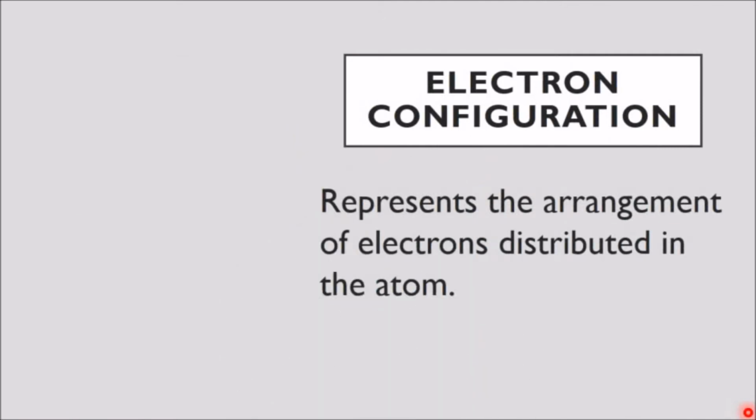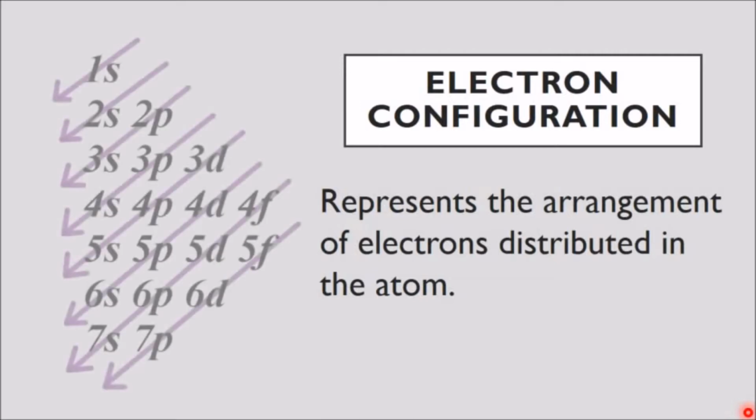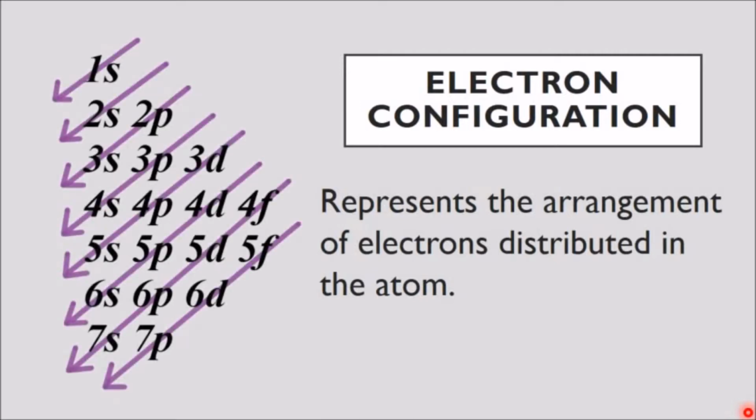Electron configuration represents the arrangement of electrons distributed in the atom. So it basically tells us where the possible areas are that the electron can be found in the atom. And to write electron configuration, we're going to use this guide right here. Now before we start writing electron configuration, let's first identify how we can interpret the electron configuration.